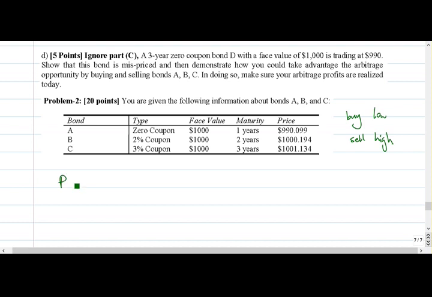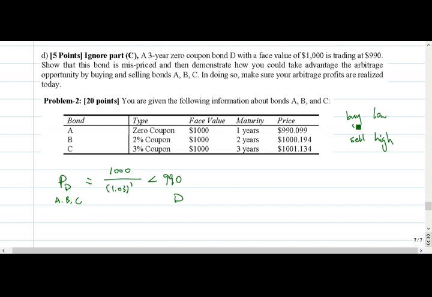So the price of D according to the rates from ABC should be equal to, it's paying $1,000 at the end, and its discount is 3 years, so remember 0.03 from part A. So what is this? A 1 year zero coupon bond is around the same price, so obviously this is very overpriced. So this must be smaller than 990. So I don't need to compute this. This is from directly buying D, and this is from buying and selling ABC.